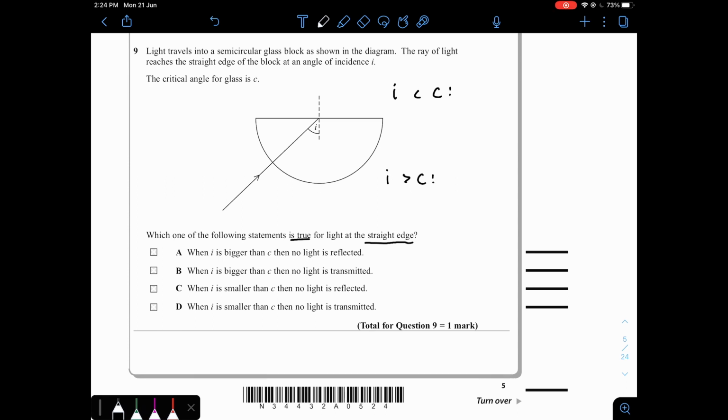So what happens when the incidence angle is less than the critical angle? What happens to the light? We know that some of the light is transmitted.